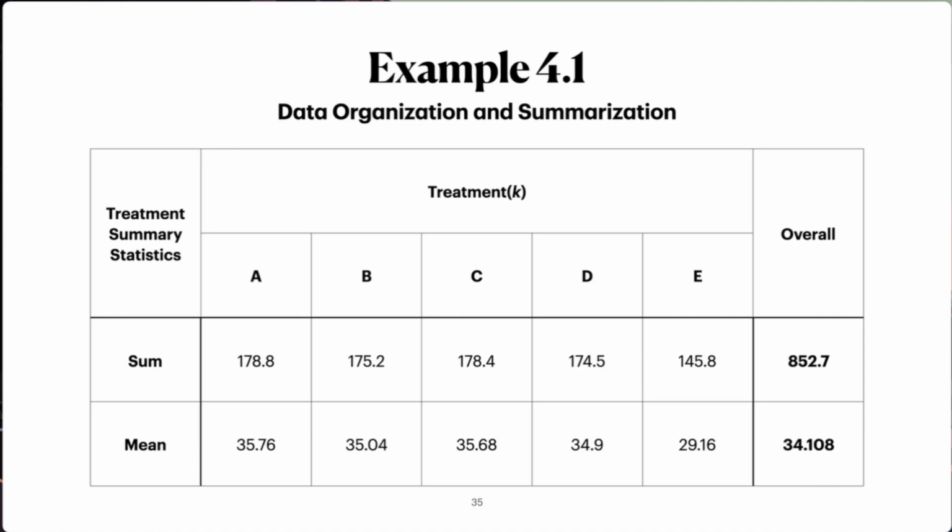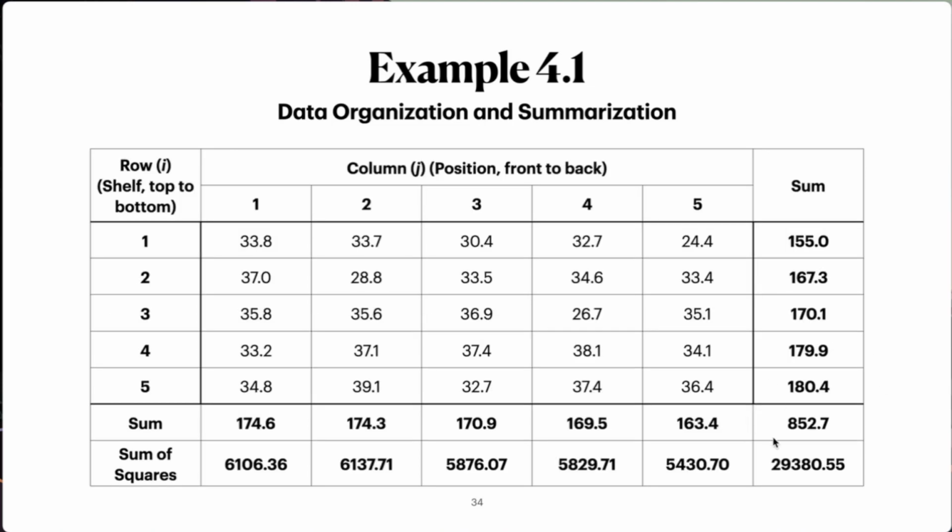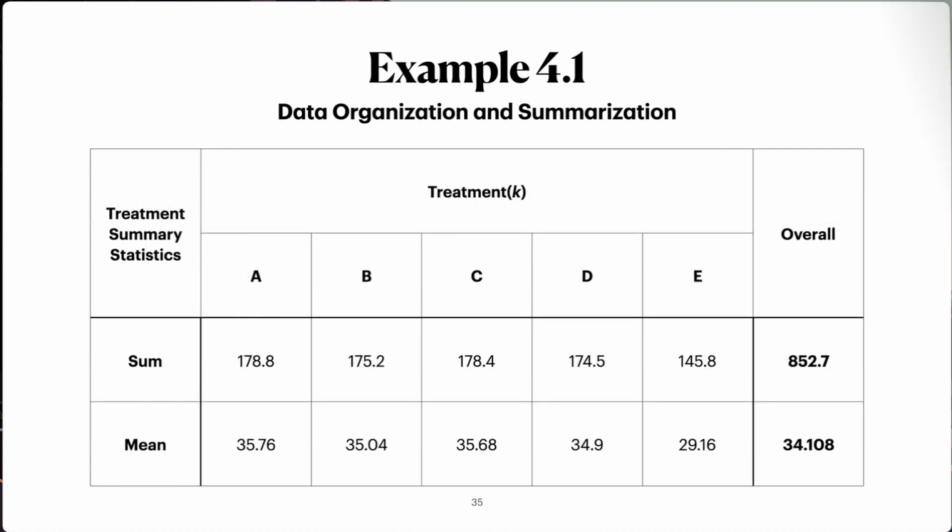Now, as a quality control check, we could go back here and look at this overall sum for all values in the experiment. And if we go back 1 table, we see that that matches up with the overall sum that we got in the previous table. So that gives us at least a little bit of a quality control check that we've summarized correctly.